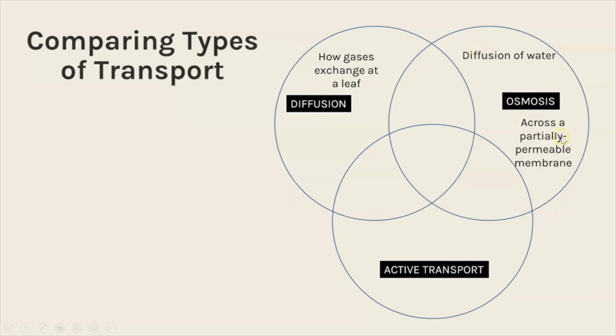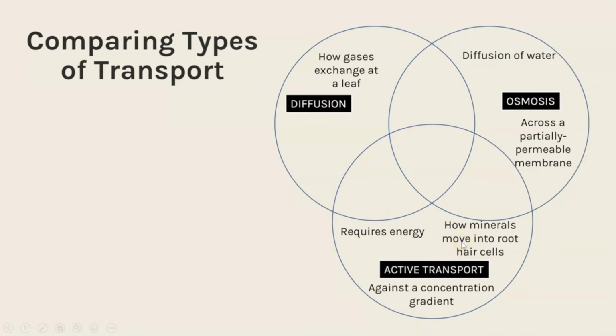It's across a partially permeable membrane. Active transport is the only one that requires energy. It's the only one that demonstrates how mineral ions move into the root hair cell. And it's the only one that goes against the concentration gradient. So those are all our differences.